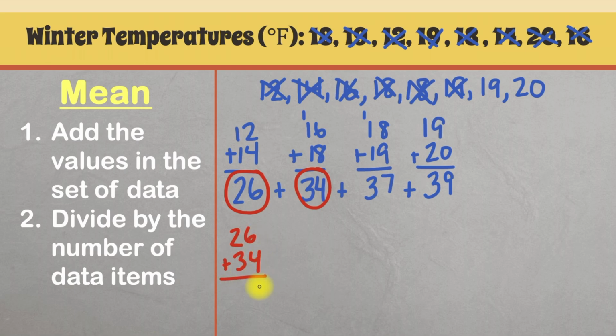6 and 4 is 10. I'll bring down the 0, carry the 1. 1 plus 2 is 3. 3 plus 3 is 6, so that makes 60.